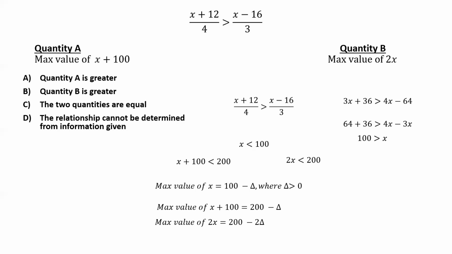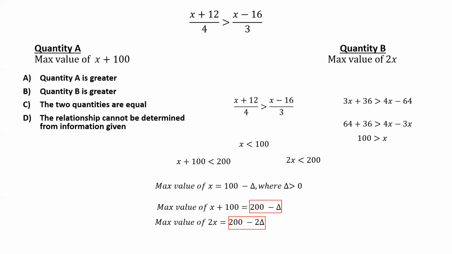And what will be the maximum value of 2x? Well, that will be 2 times the maximum value of x, right? And the maximum value of x is 100 minus delta. So if we do 2 times that, we basically get 200 minus 2 times delta. And now we have to compare these quantities, right? So I have boxed them out, the quantities in the red box. On one hand, I have 200 minus delta, and on the other hand, I have 200 minus 2 times delta. So delta, remember, is a positive quantity.